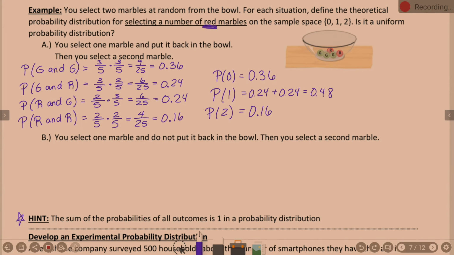Now, the question was, is this a uniform probability distribution? No, because the chances of getting no reds versus 1 red versus 2 red are not the same. So this is not uniform.